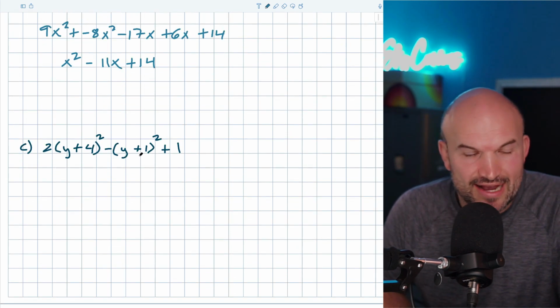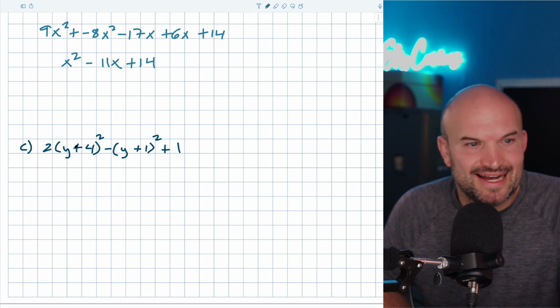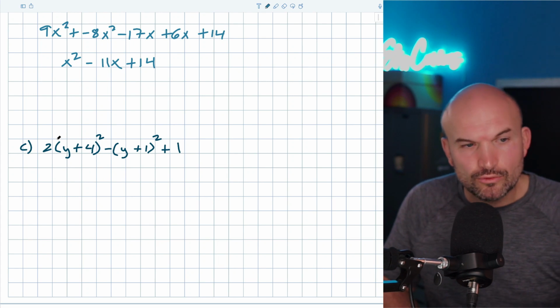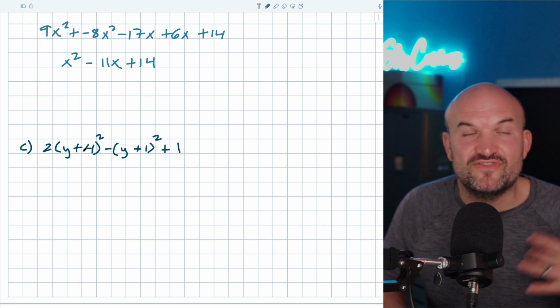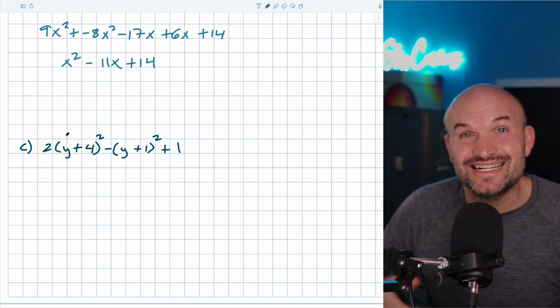Now, in this next example, we have some parentheses. Unfortunately, we can't really do anything with these parentheses, right? I can't do anything with y plus 4. In the previous example, we'd want to go ahead and distribute that 2, right? But we can't do that because, following the order of operations, we have parentheses first, which we can't do anything with. And then the next thing is exponents.